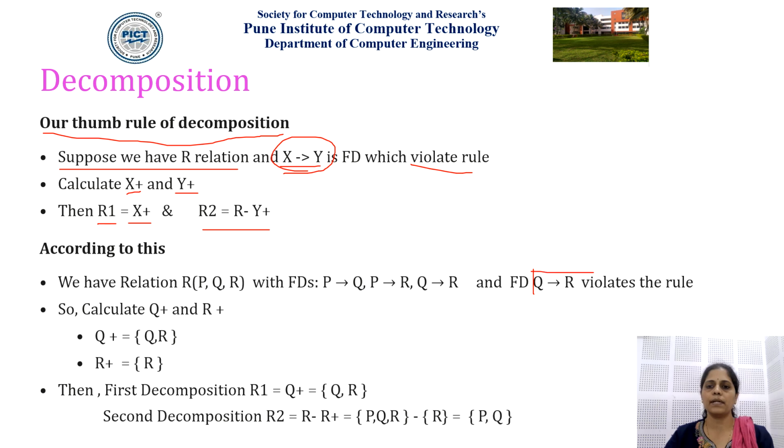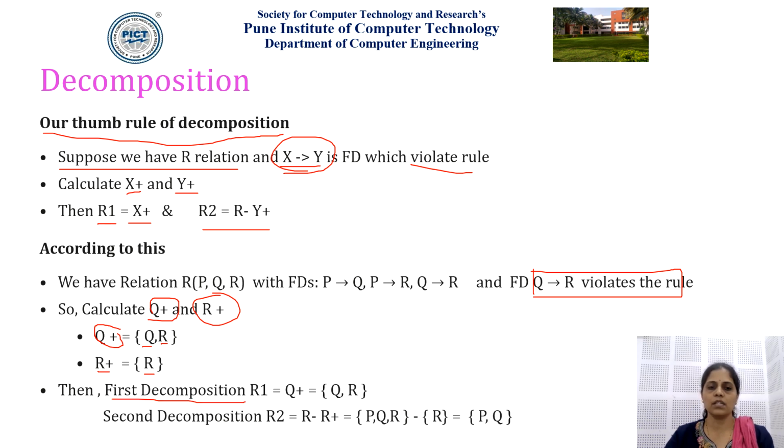So this functional dependency which violates the rule is Q arrow R. Hence, we have to calculate Q plus and R plus. Q plus is the attributes which are determined by Q. So Q determines Q itself, and because of this functional dependency, it determines R. And what is R plus now? R plus is R only, because there is no functional dependency which is determined by R.